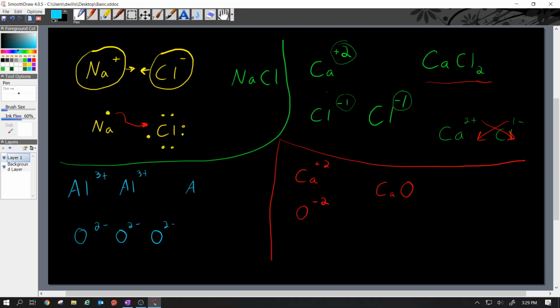And again, if I just wrote Al3 plus and O2 minus and did my little crisscross, then I would get Al2O3, which is exactly what we see if we did the individual groupings as well. 2 aluminums, 3 oxygens, 2 aluminums, 3 oxygens. Yay. All right, questions about that?